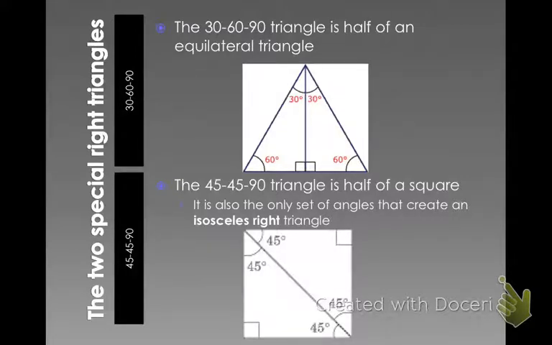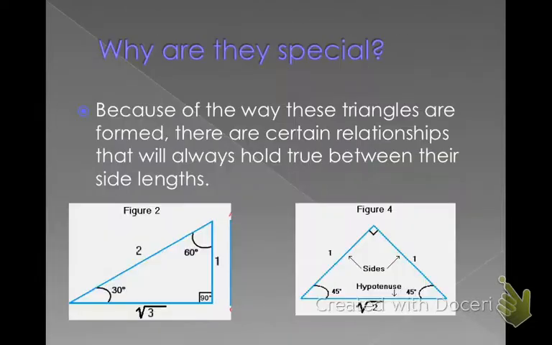The other special right triangle is the 45, 45, 90. It's also the isosceles right triangle, and it comes from taking a square and cutting it in half by drawing its diagonal in. These triangles are called special triangles because of the way they're formed, and the way that they're formed creates a relationship between the different sides.